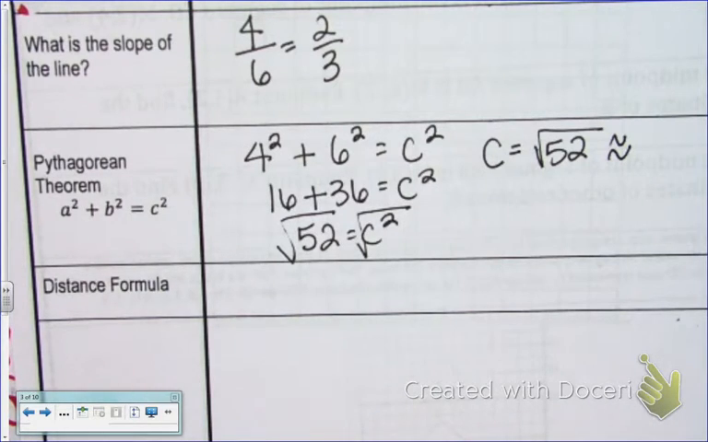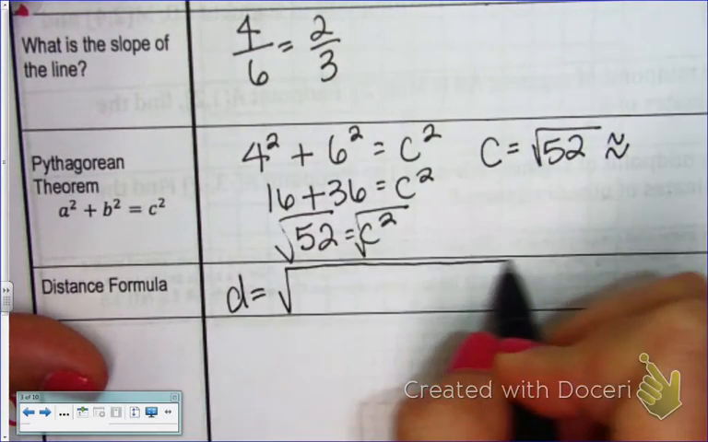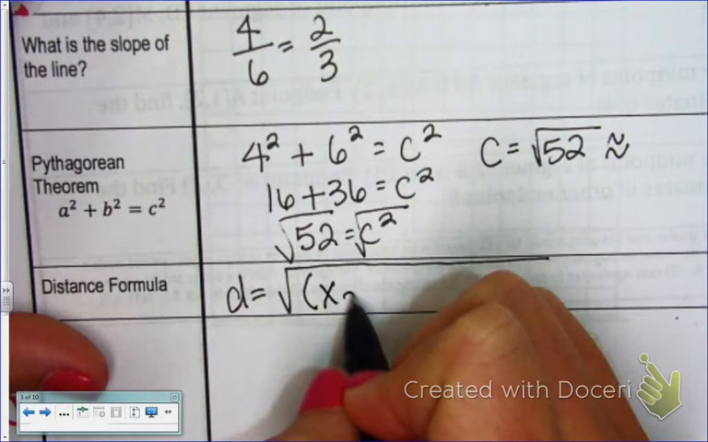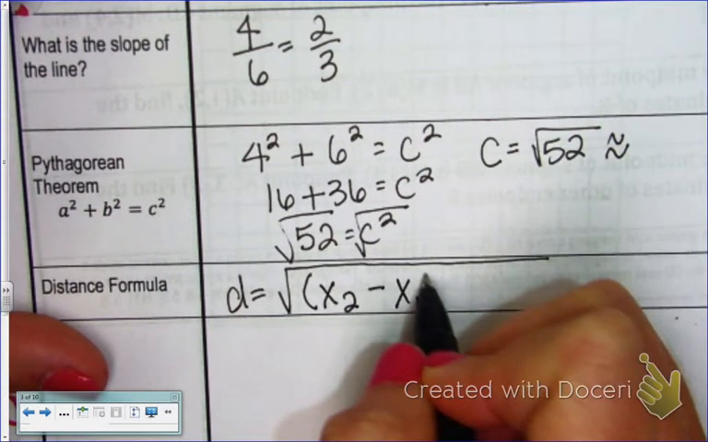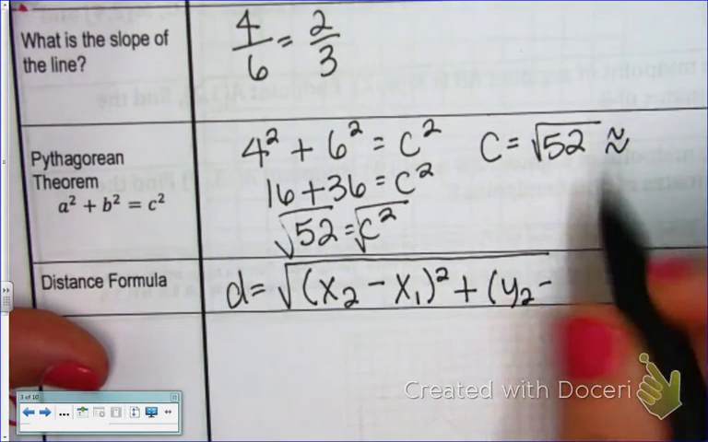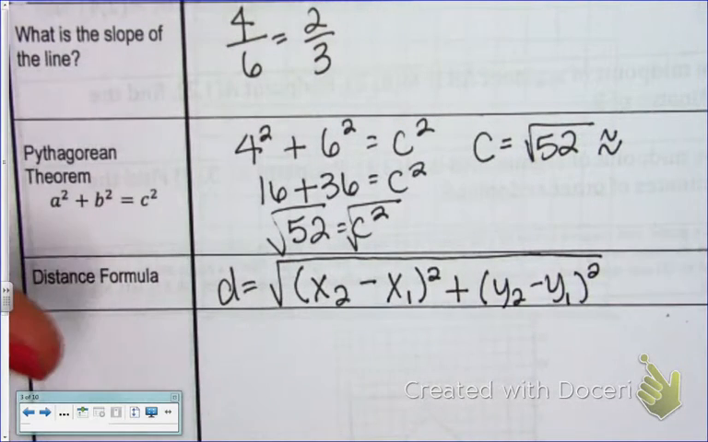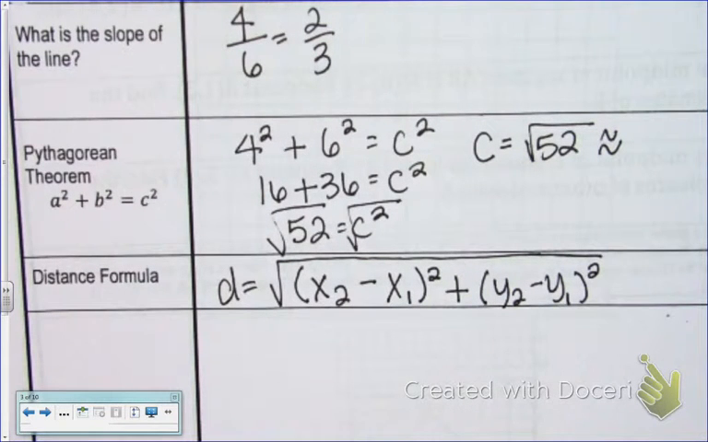Now, with our distance formula, we have D equals the square root of (x2 minus x1) squared plus (y2 minus y1) squared. That's the formula. It's something I will have on the board for you. You don't necessarily have to memorize it, but I want you to see the connection between the two.